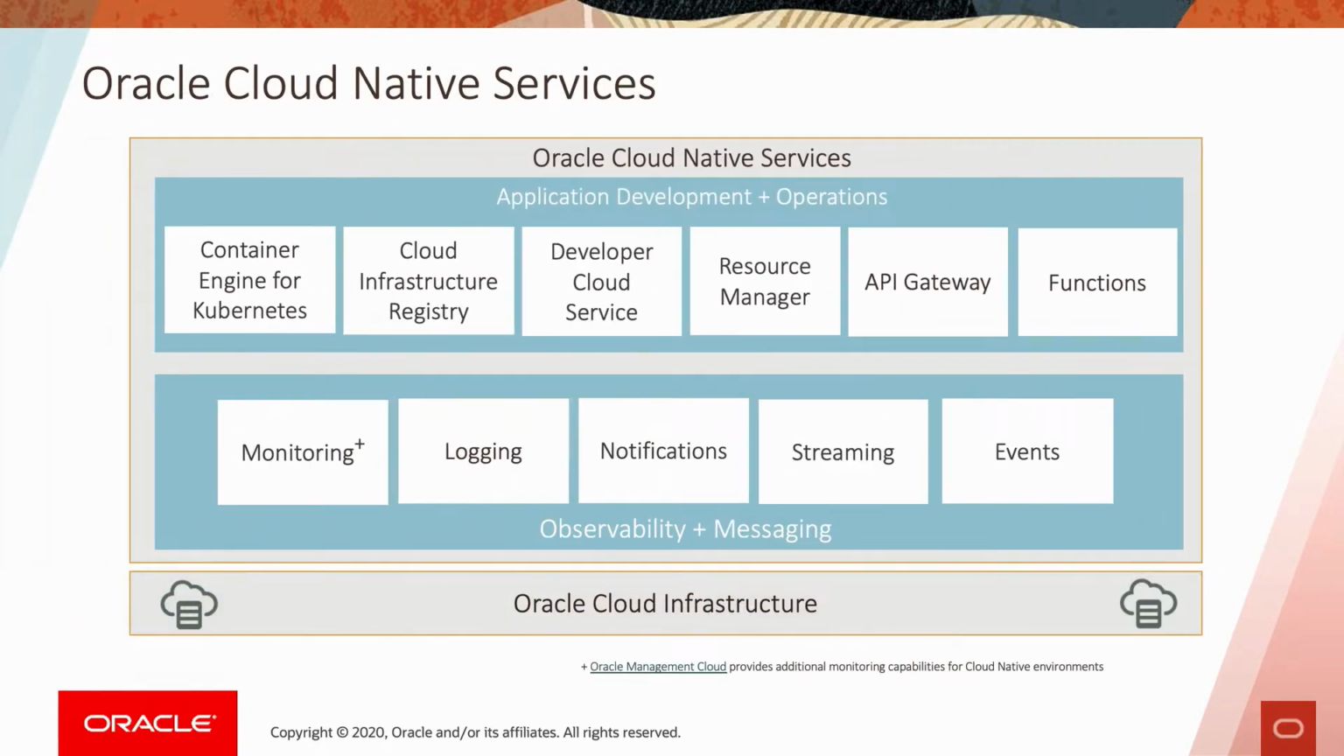Oracle's cloud-native services leverage the highly performant, next-generation Oracle Cloud Infrastructure, also known as OCI. These services can be categorized into application development and operations and observability and messaging. For example, Oracle offers a streaming service which is fully Kafka compatible, logging with FluentD, native monitoring, notifications, events, API gateway, infrastructure as code that allows you to run your own Terraform stack in the cloud through our Resource Manager UI, functions, and several other services that will assist you with managing your demanding workloads.